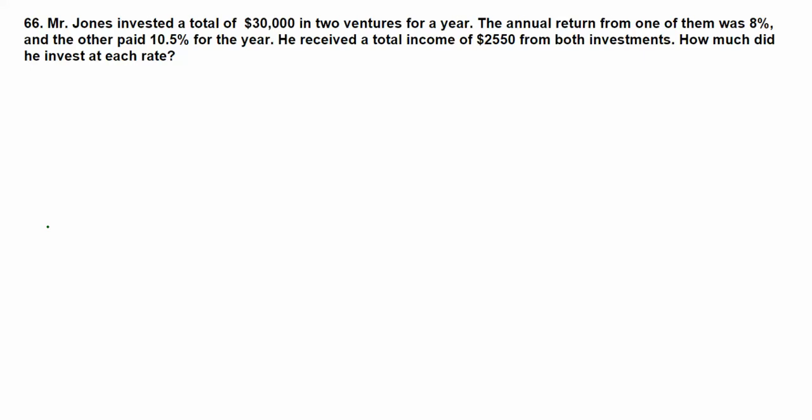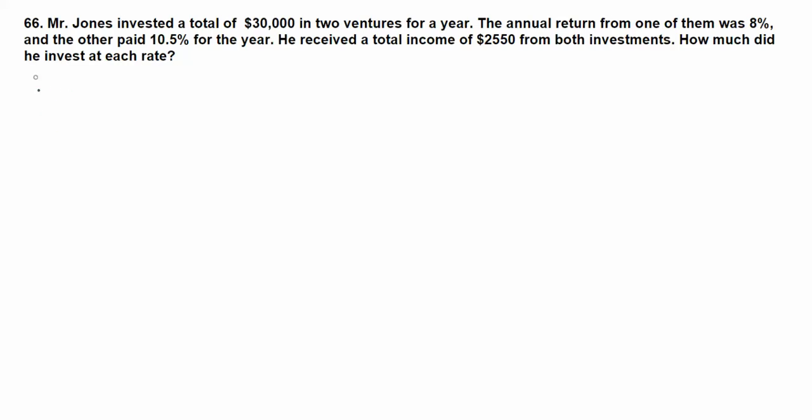Mr. Jones invested a total of 30,000 in two ventures for a year. There are two ventures, and if you read the question carefully, it asks how much he invested at each rate. So there are two ventures.